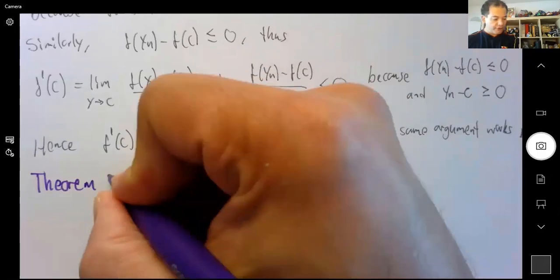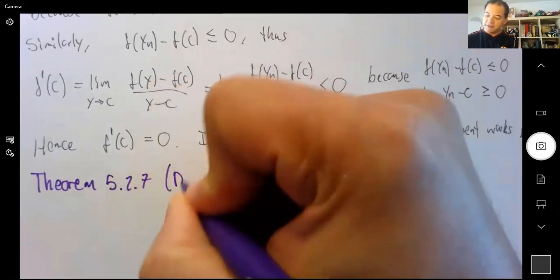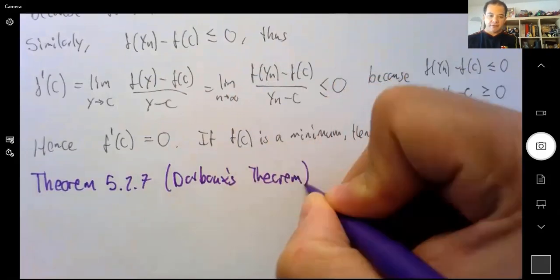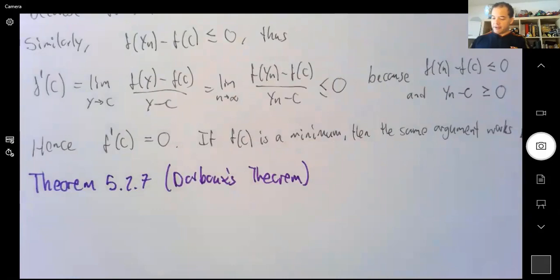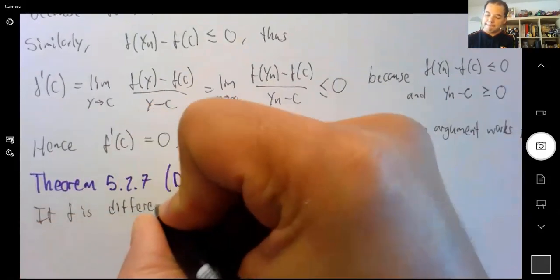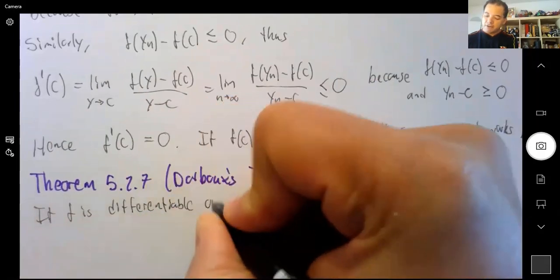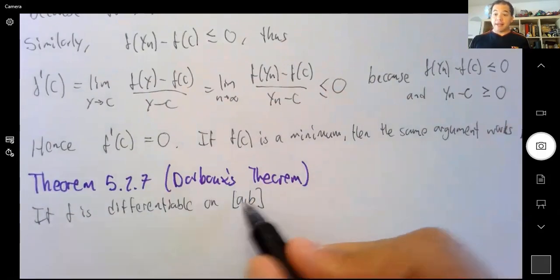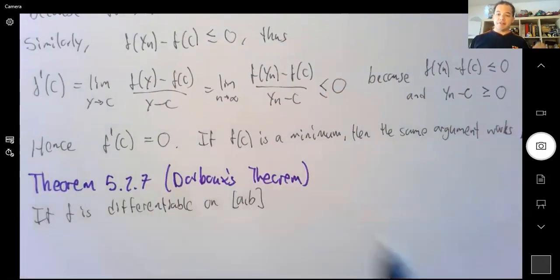So this is now theorem 5.2.7, Darboux's theorem. And this is what it says. It says if f is differentiable on the closed interval AB, all right? Notice, this means it's differentiable at the endpoints. So this implicitly assumes the function is defined in an interval even a little bit bigger than AB. Because remember, to define the derivative, we need to have a neighborhood around a point, right?